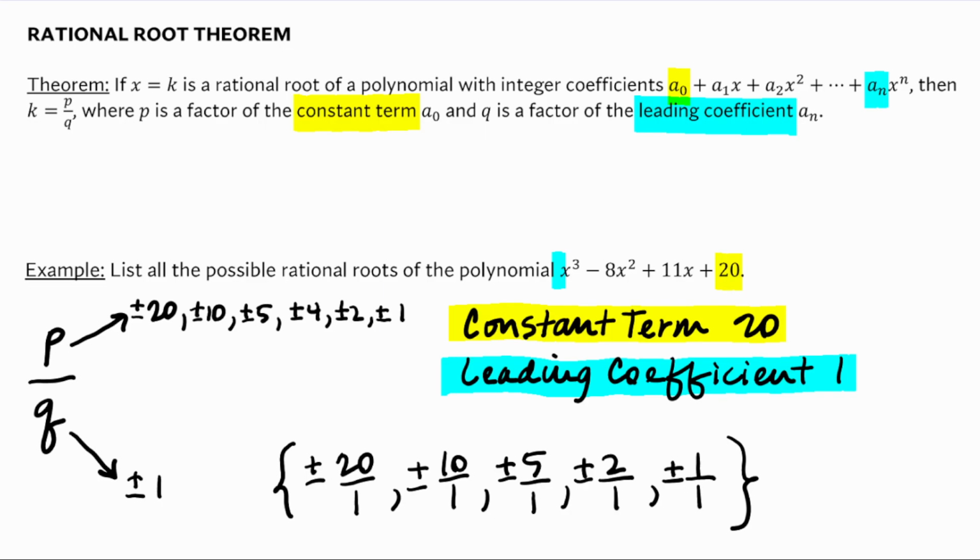Had there been another factor, had it been, say, 2x cubed, we would have needed to consider what would have happened had we done 20, 10, 5, 4, 2, and 1, all divided by 2. But we'll see plenty of examples like that. So let's think about this in general.